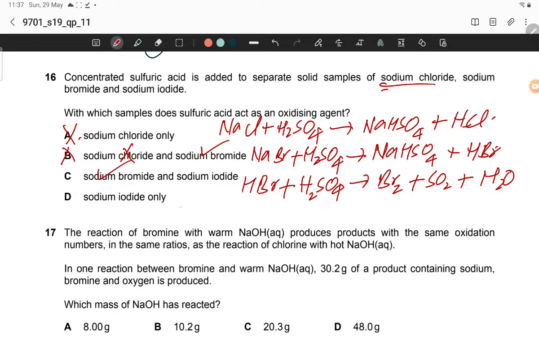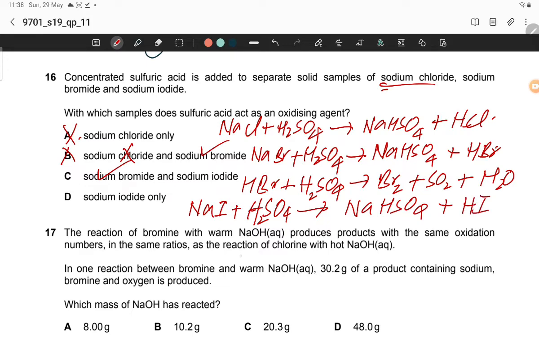Sodium iodide, NaI plus H2SO4, forms NaHSO4 plus HI, which is further oxidized by sulfuric acid to form I2, H2S plus water. So this is again further oxidized. So sodium bromide and sodium iodide both, C is the correct option.